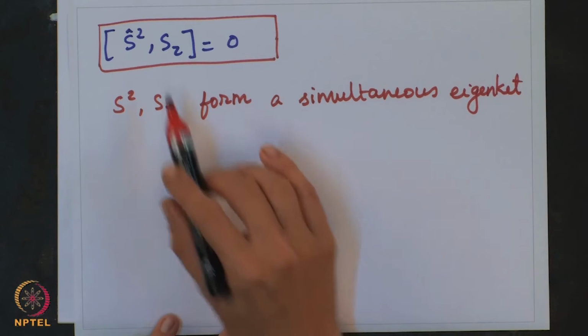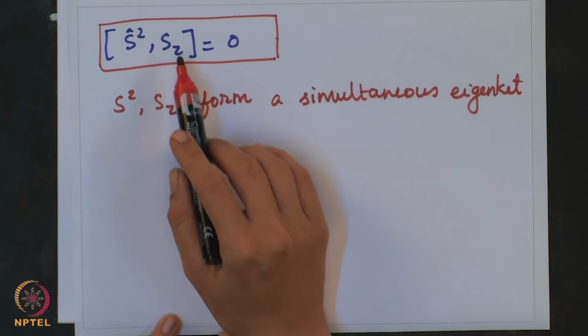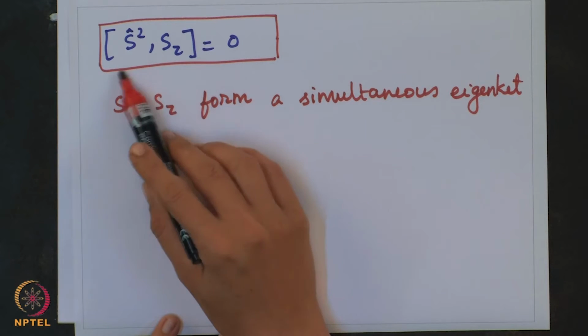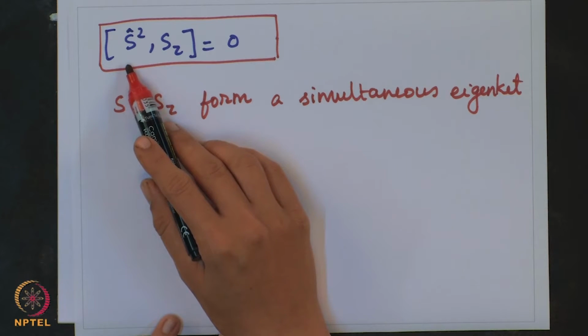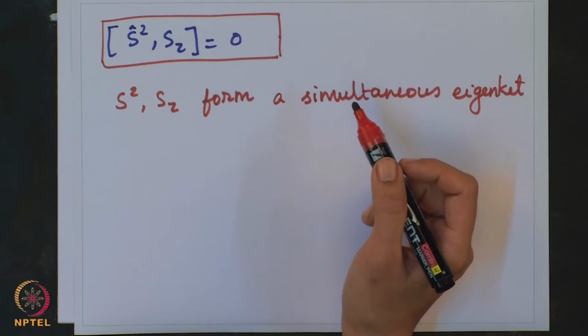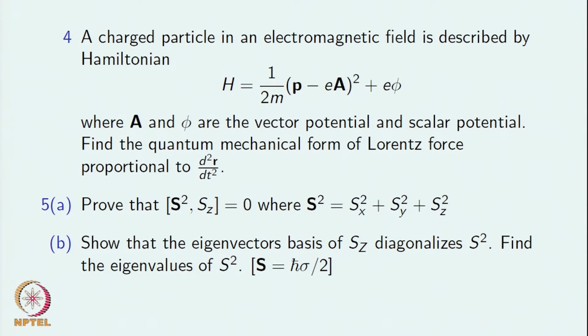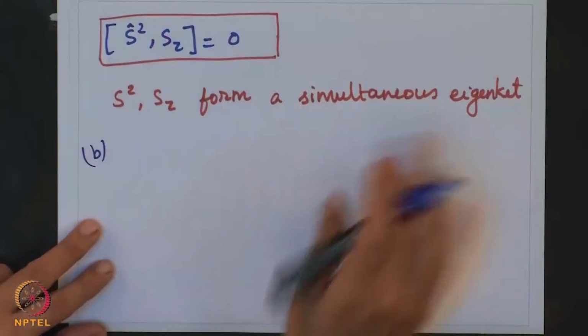So, eigenvalues and eigenvectors of Sz can help you to find out the eigenvectors of S square. In the second part you are asked to show that the eigenvector basis of Sz diagonalizes S square, and you have to find the eigenvalues of S square also. So, part B.